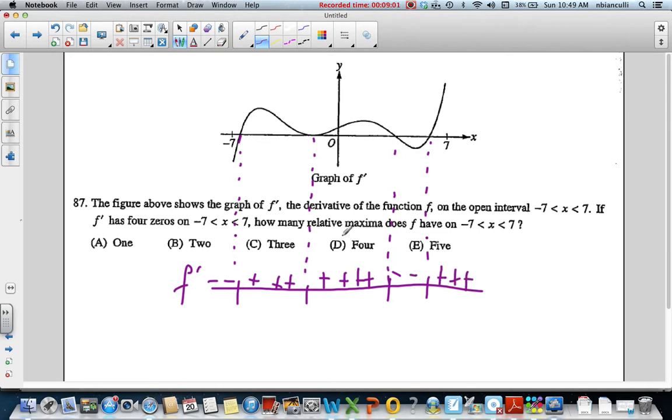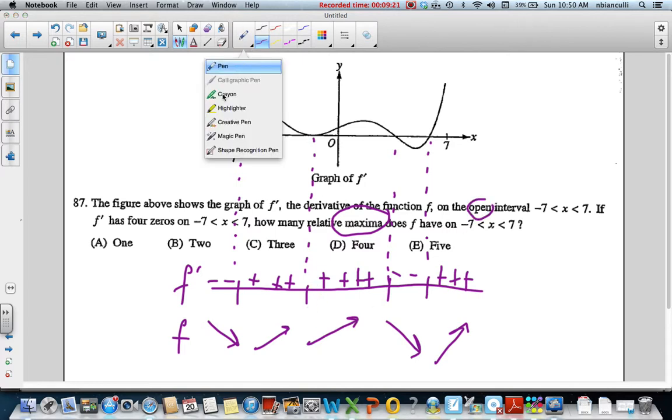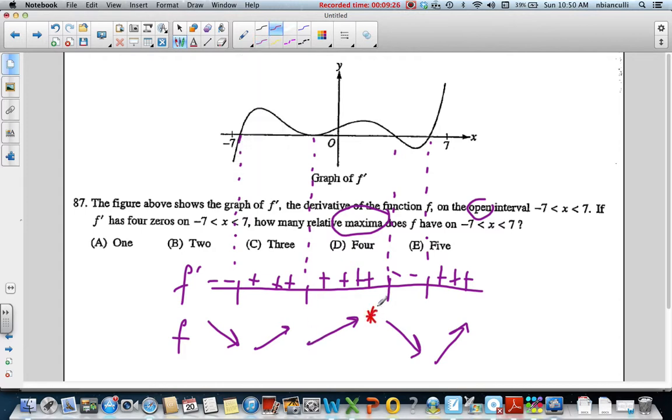So we want relative maxima. We want places where f is going to be at a maximum. So if I think of f down here for a moment, f is decreasing, then it's increasing, then it continues to increase, then it begins to decrease, and then increase. We're on the open interval, so we're only looking at numbers strictly between negative 7 and 7. And I think you'll see that right here is the only maximum. This is a min. This point is neither a min nor max, and this is a min. So only at this one location do we have a maximum.